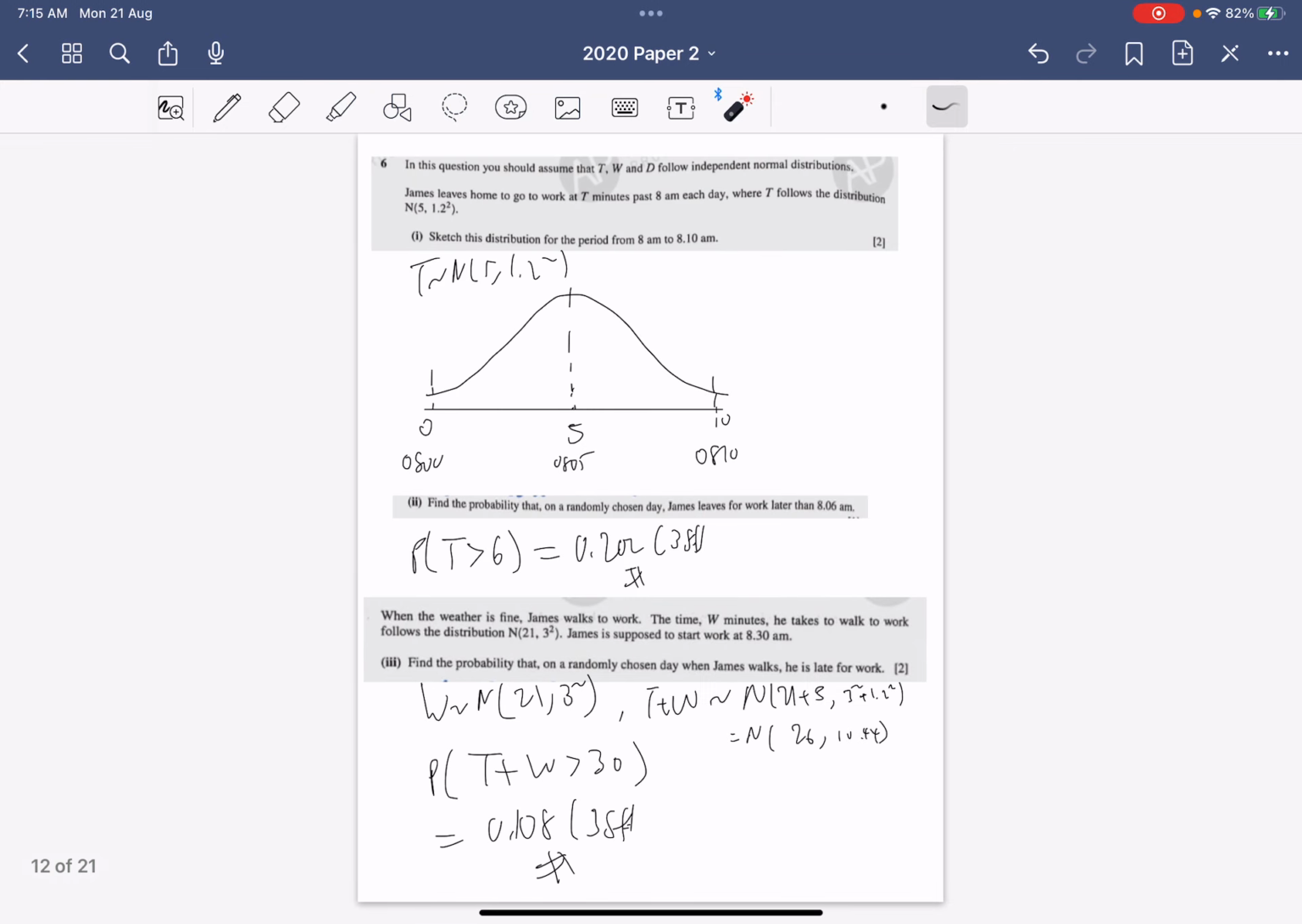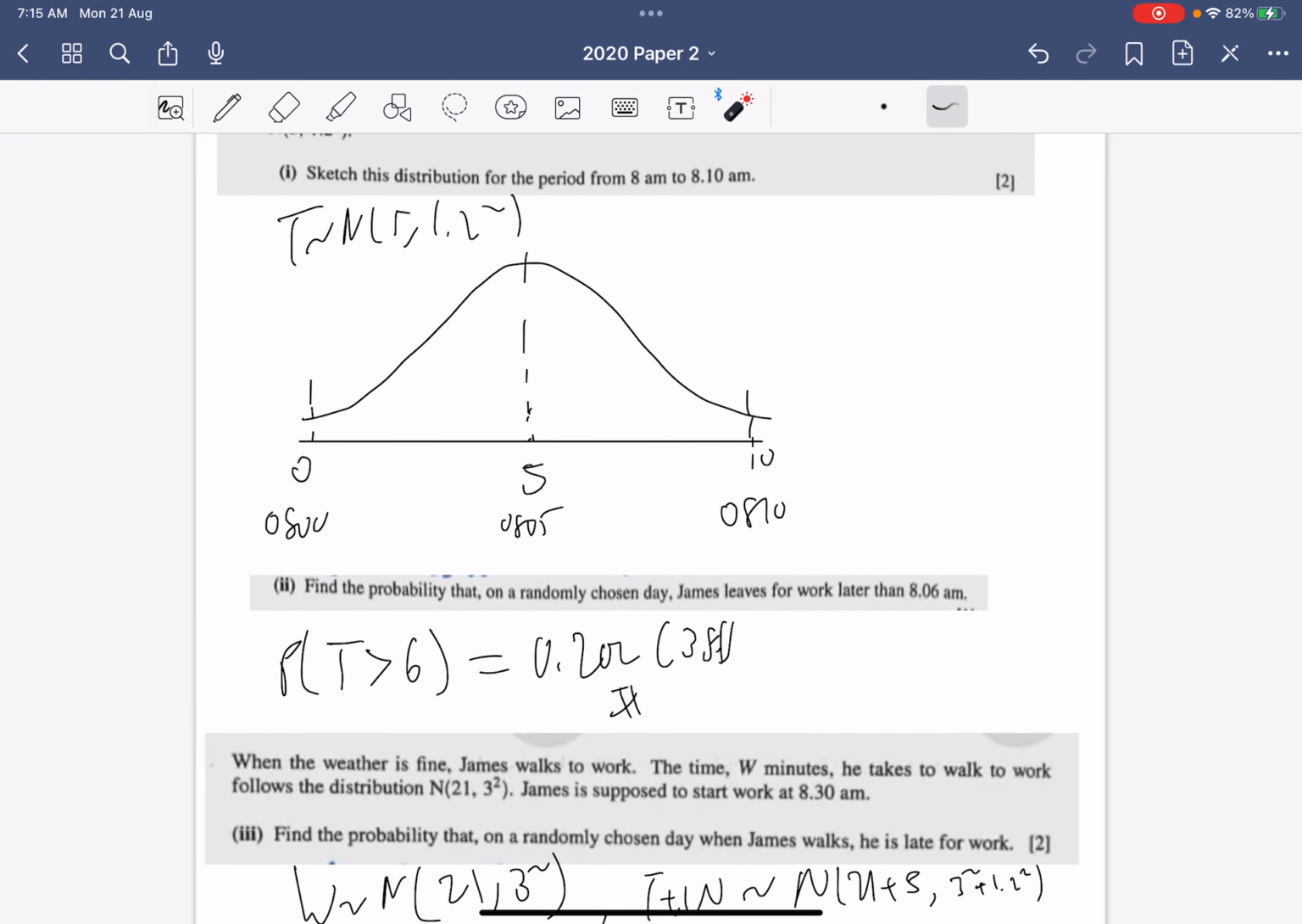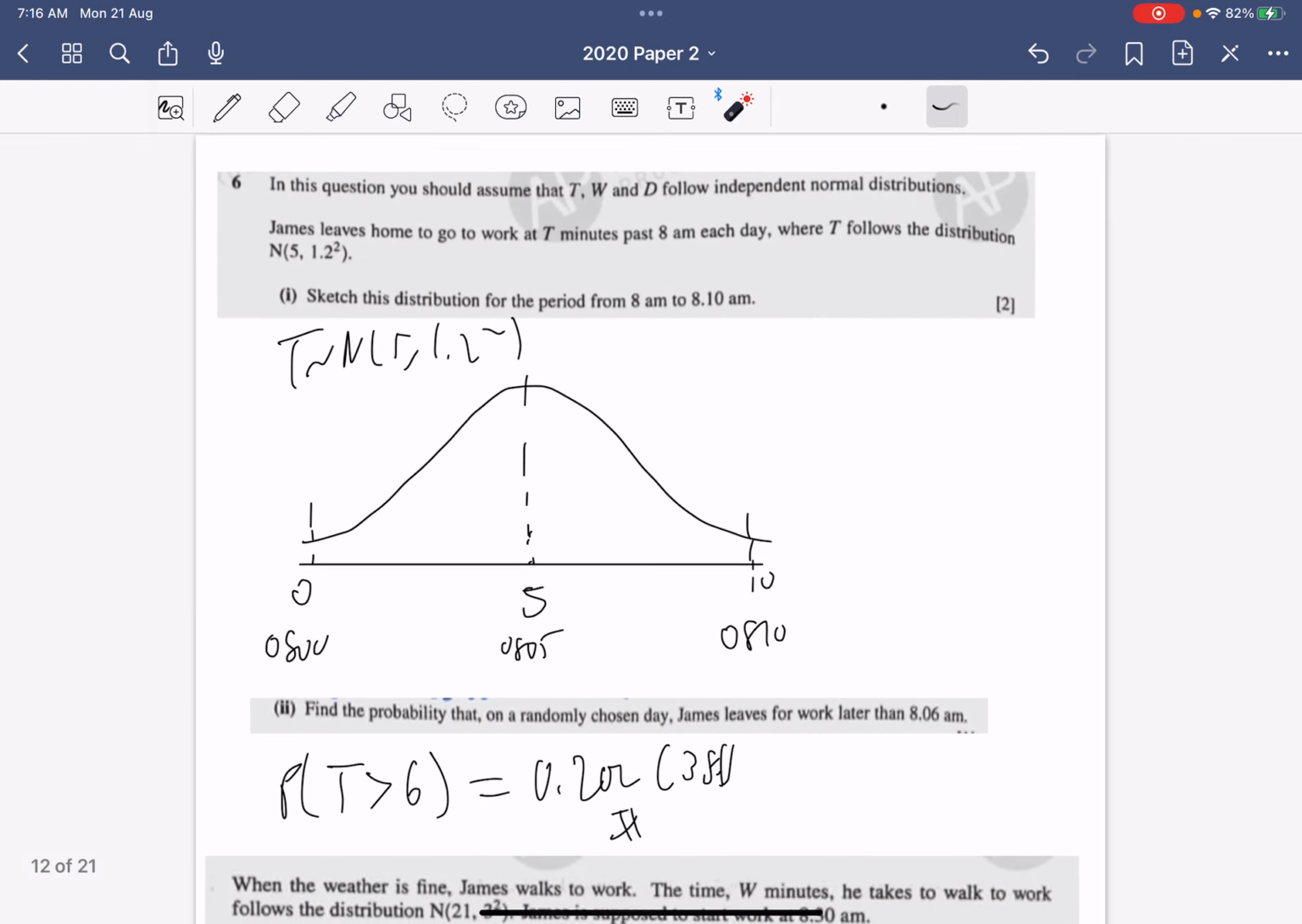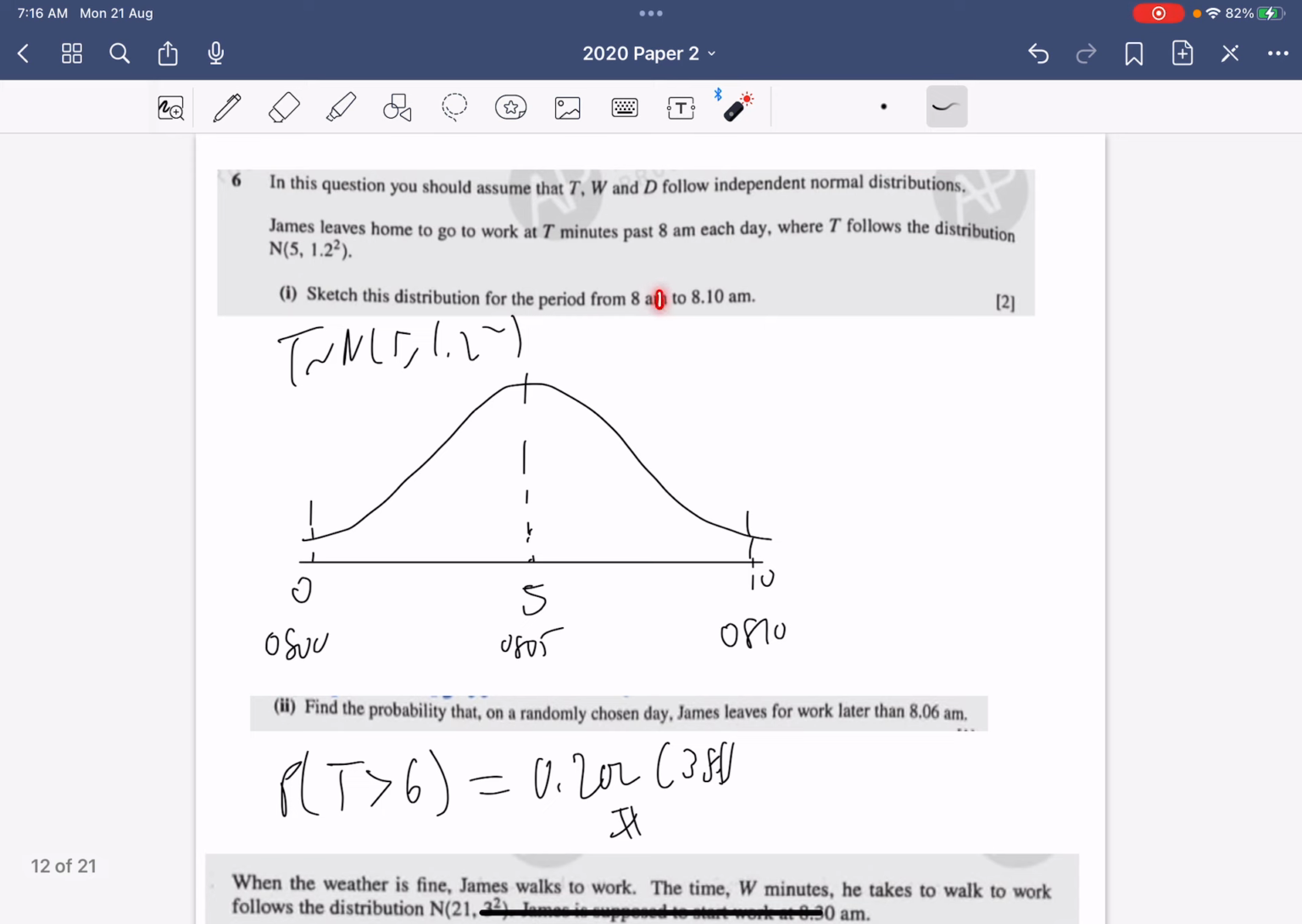Moving on, for question 6, it is a normal distribution question. And the first one, you're supposed to sketch the normal distribution from time period 8 AM to 8:10 AM. So we know that the time actually starts from 8. So actually 0 is the 8 o'clock. And we know that the mean is 5. So 5 is here.